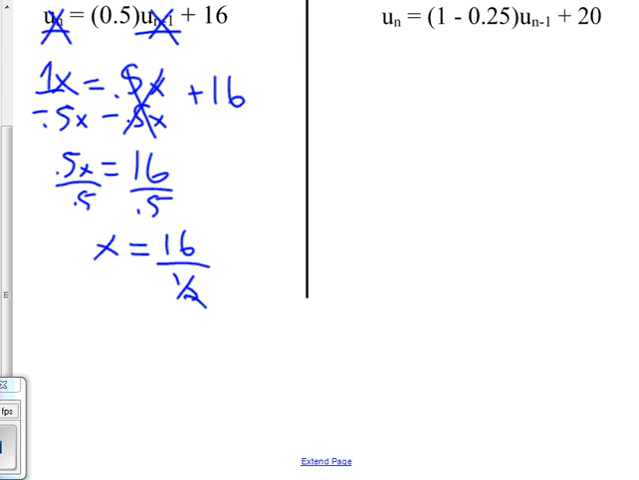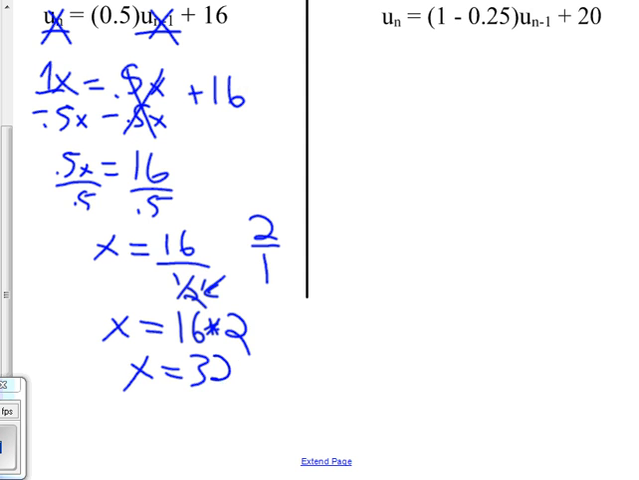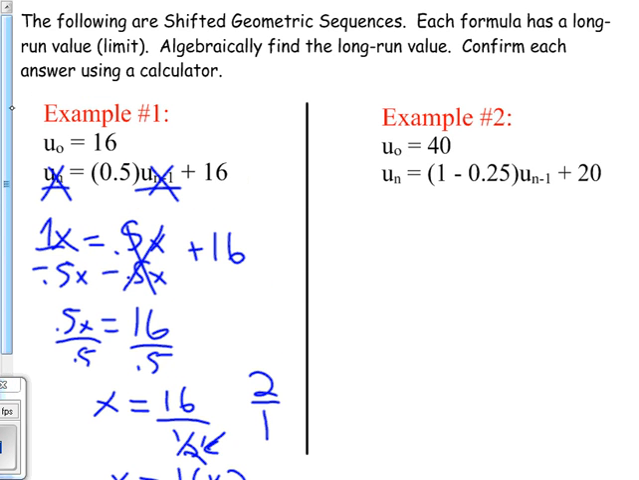And then what happens when you get a fraction over a fraction? You flip the fraction, and then you multiply it. So this would be the same thing as saying 16 multiplied by 2, because we're just flipping this fraction right here, making it 2 over 1, and then multiplying it by the 16. Our x, or our long-run value, ends up being 32. So in this one, the long-run value is 32.